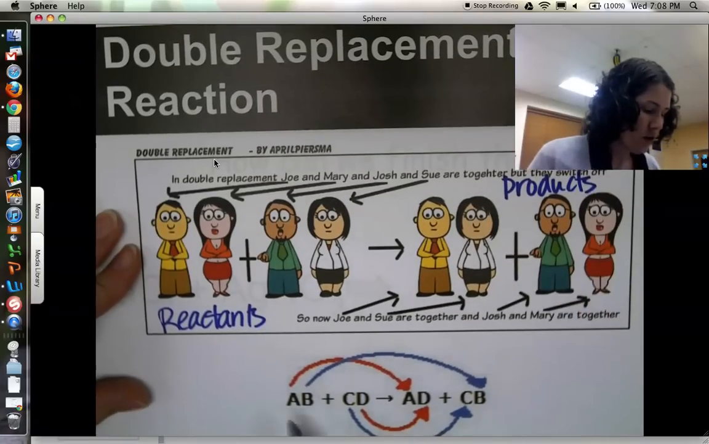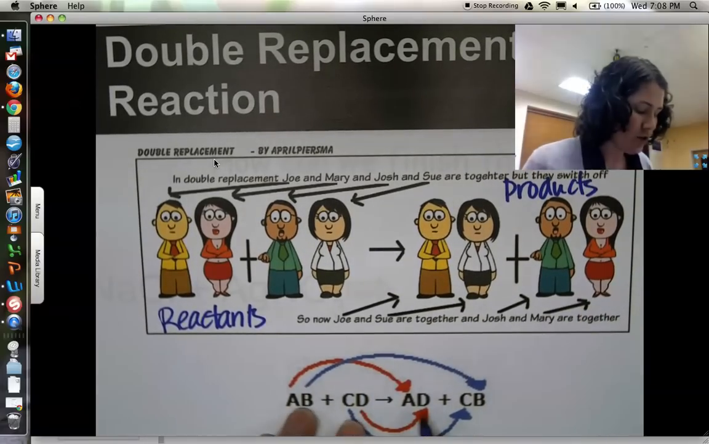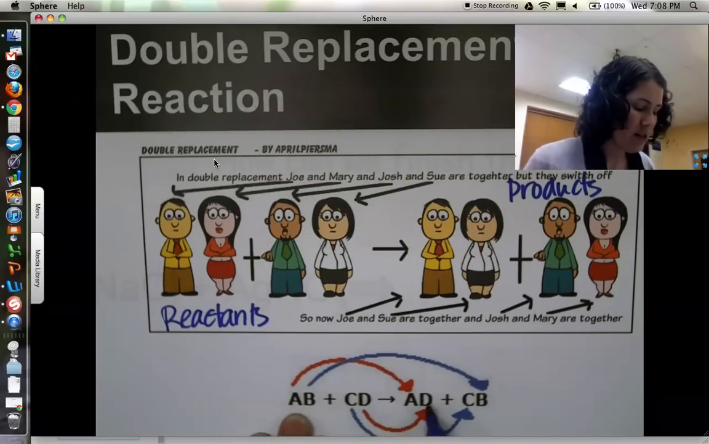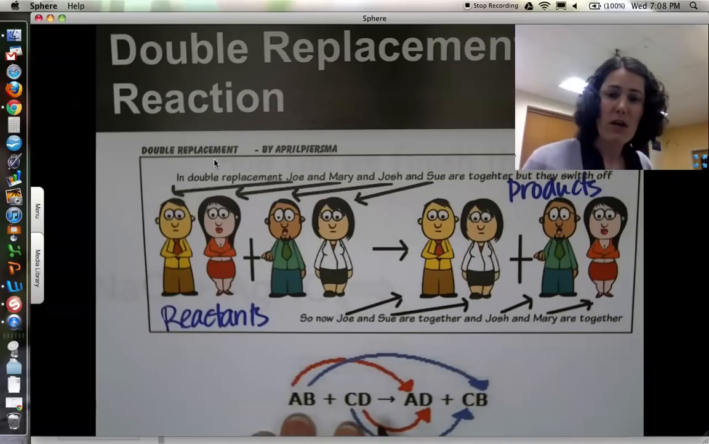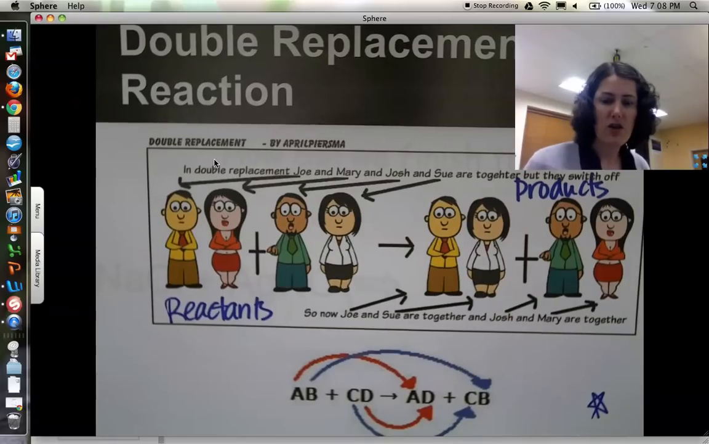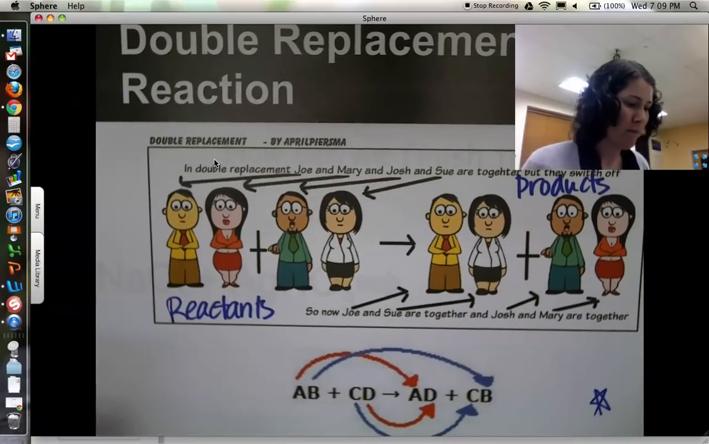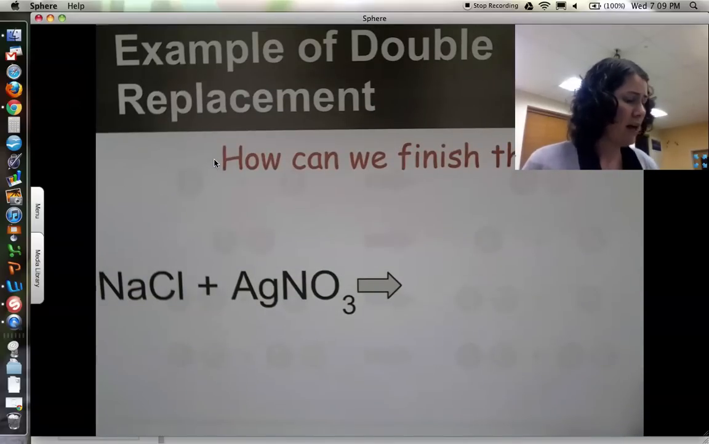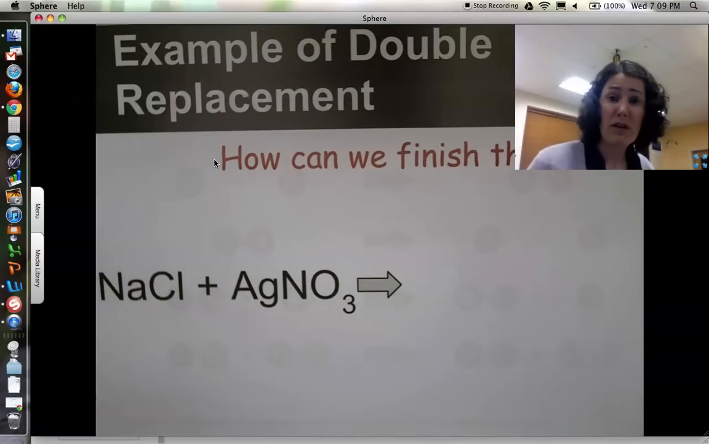All right, so what you're seeing here is essentially just a shuffling, right? So instead of A being with B, A is now with D. C is now with B instead of D here. Okay, this one is going to be important for you to see. So if you want to take a second and jot that down, that would be important. All right, let's move on. So let's take a look at an example of a double replacement.